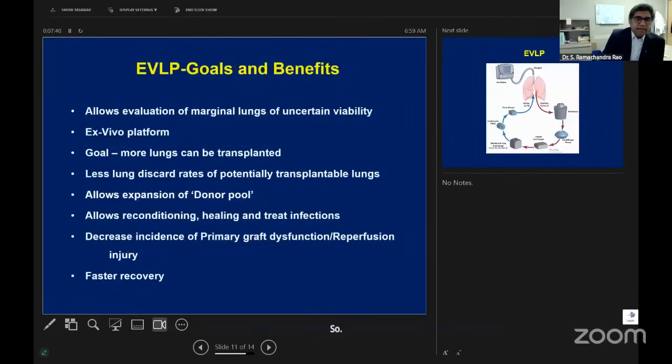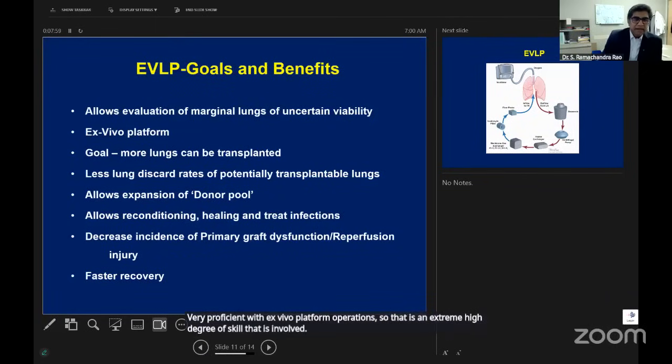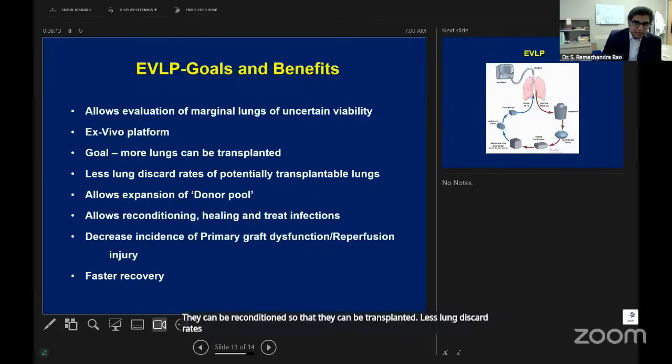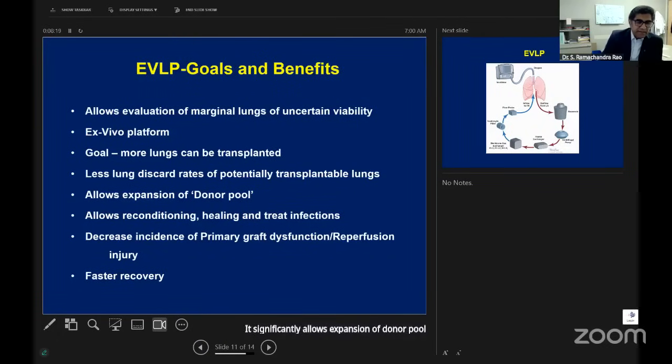So basically, the EVLP goals and benefits are you have an opportunity to evaluate these marginal lungs of uncertain viability, and you need to be very proficient with ex vivo platform operations. There is an extremely high degree of skill involved, with highly skilled surgical and medical personnel. The goal is that some of the lungs that were potentially discarded in the past can be reconditioned so that they can be transplanted. Less lung discard rates of potentially transplantable lungs. It significantly allows expansion of the donor pool, at least in the United States of America.